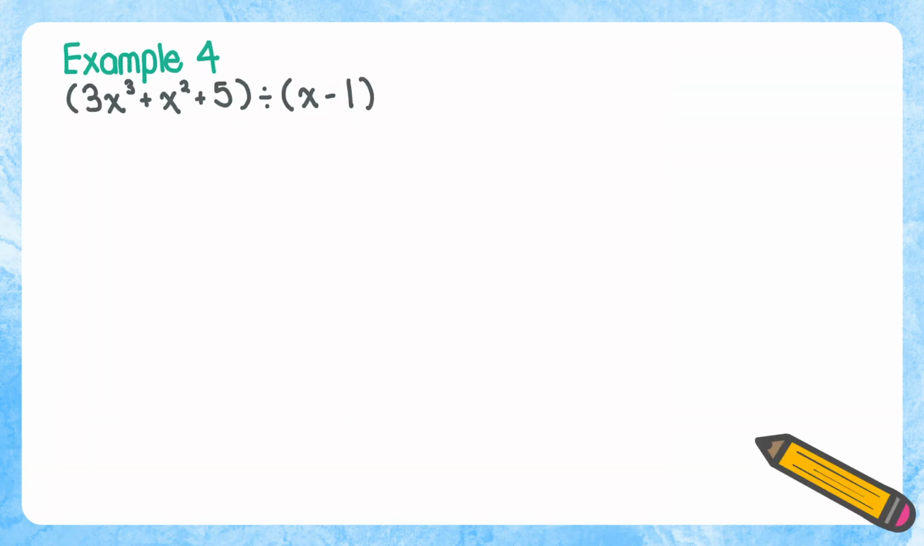Notice for this next example, it's written in standard form, but do you notice that we're missing something? So we're missing a linear term right here. So between the quadratic and the constant terms, we're missing a linear term. So whenever we have a missing term, we're going to use this thing called fillers. Right, so let's set up the long division.